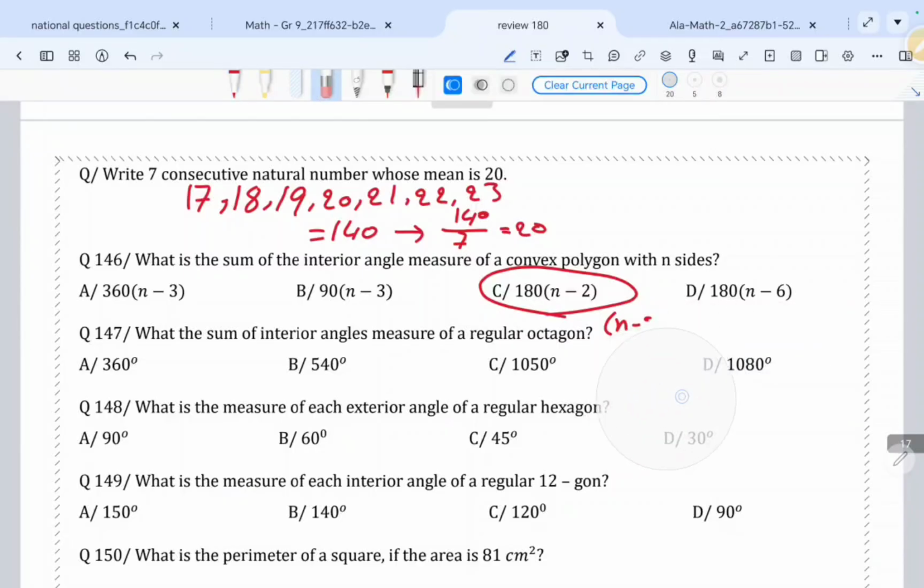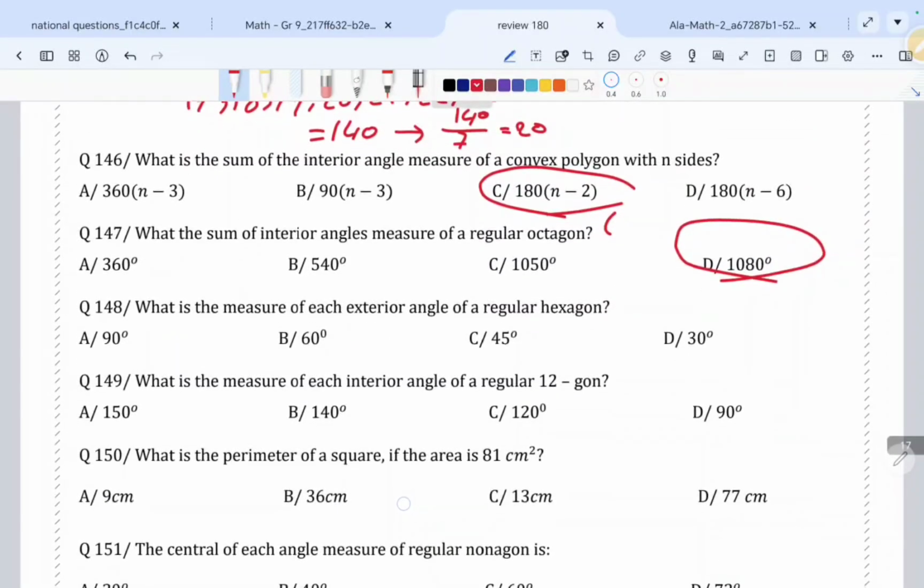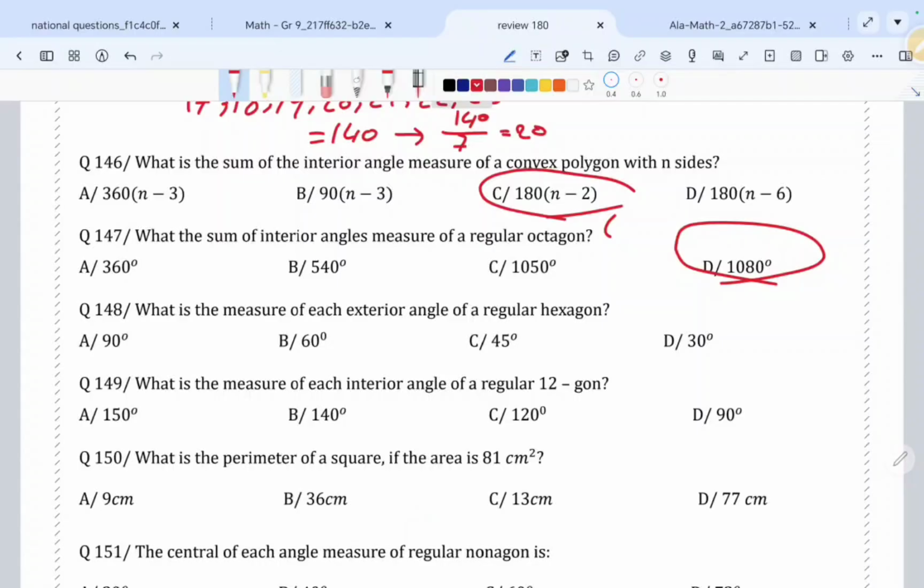Now, question 148. For 148, they ask about the exterior angle of a hexagon. So the exterior angle is 360 out of 6. 36 divided by 6 is 6. You have the 0. So it is 60.